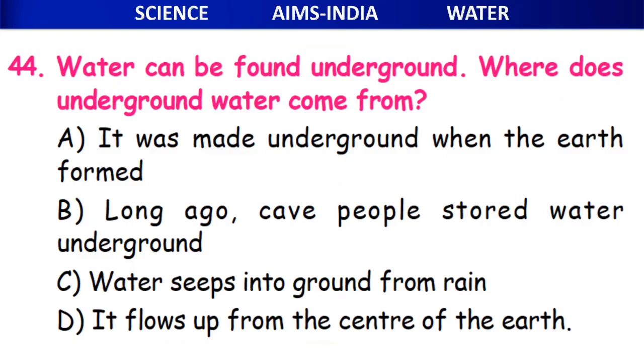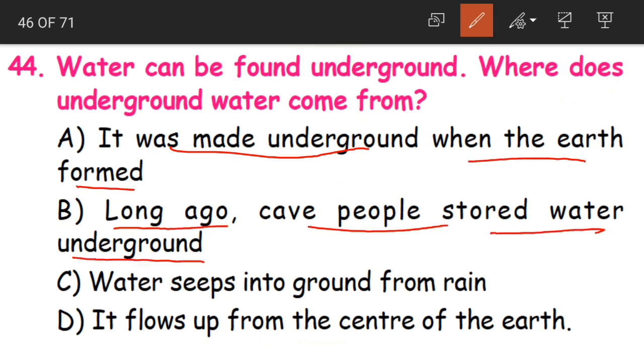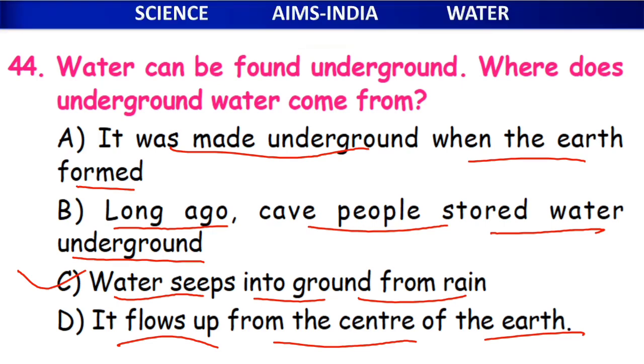Okay, and the options are: it was made underground when the earth formed; long ago, cave people stored water underground; water seeps into ground from rain; and it flows up from the center of the earth. Okay children, the correct option is C, that is water seeps into ground from rain. Whenever the rain occurs, we get water and that water sinks into the ground. So that is how underground water is available. Okay children, clear?